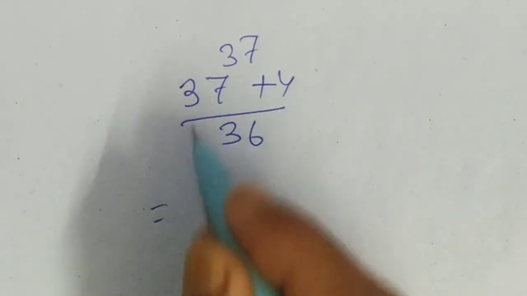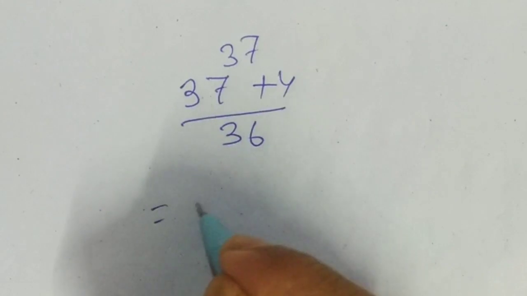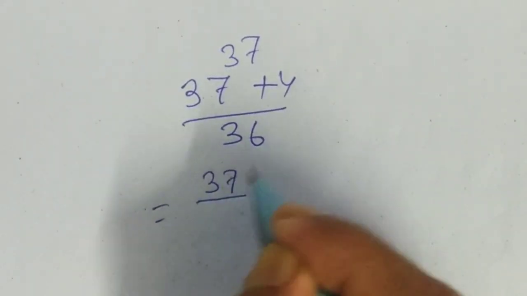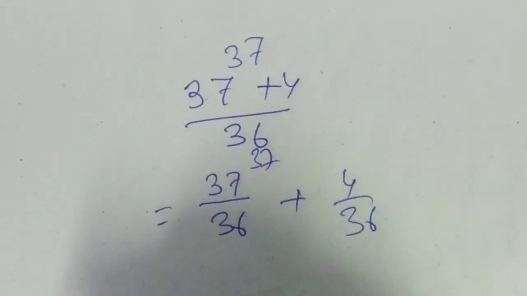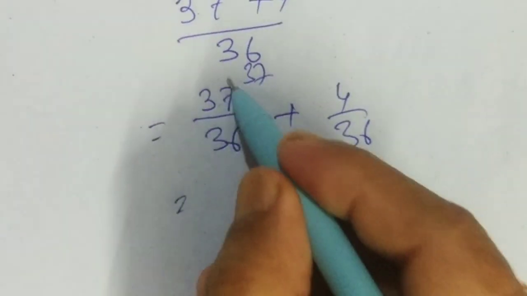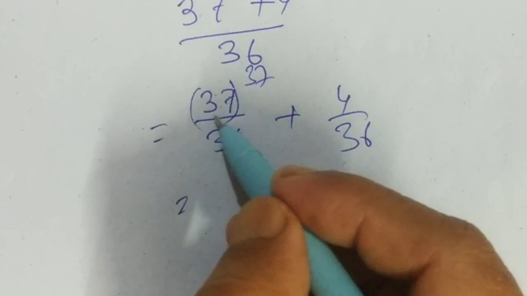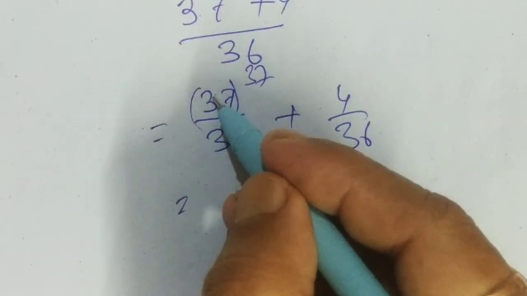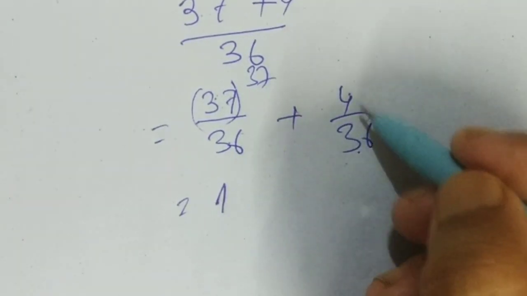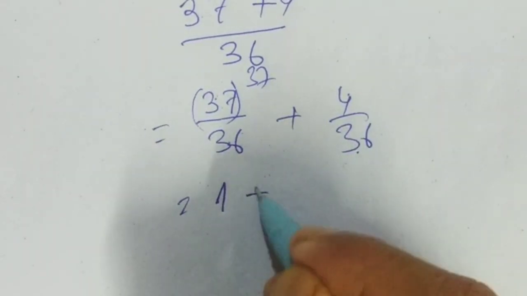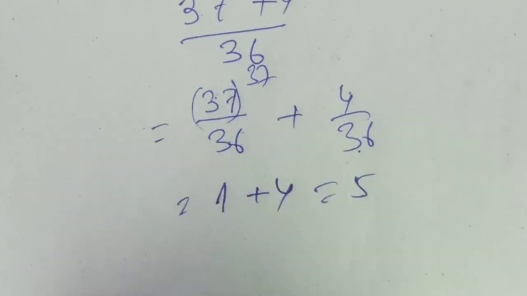Very easy. This is 37. So we can say like this, 37 to the power 37 by 36 plus 4 by 36. Then we can say this is 37 and this is 36. Difference is 1. So power is not the matter, and A is greater than B. So here it is 1, and it is 4 by 36. So 4 cannot be divided by 36. So remainder is here 4. So answer is 5.